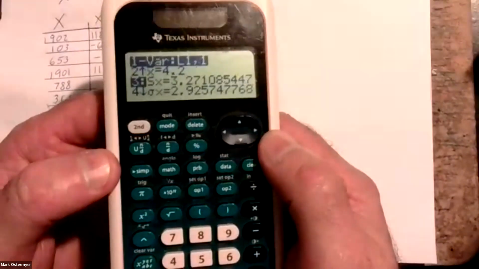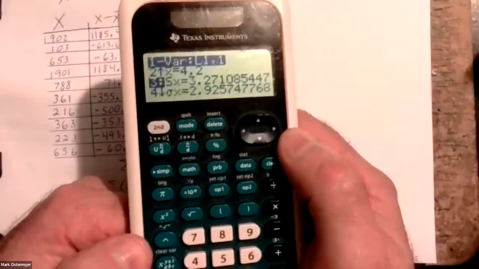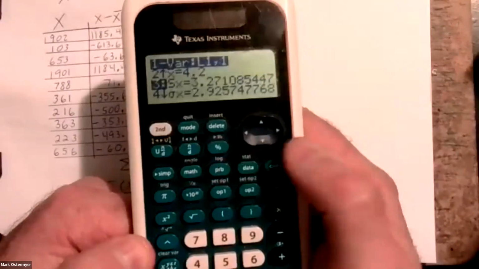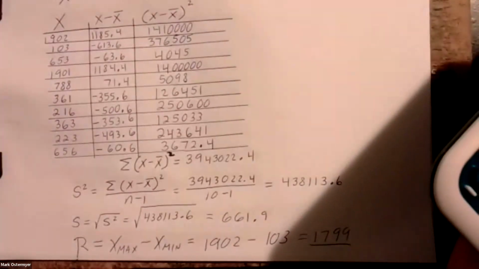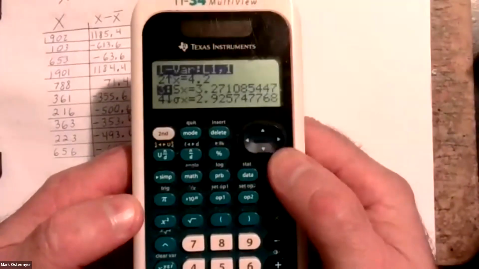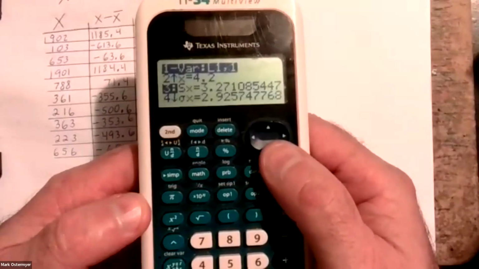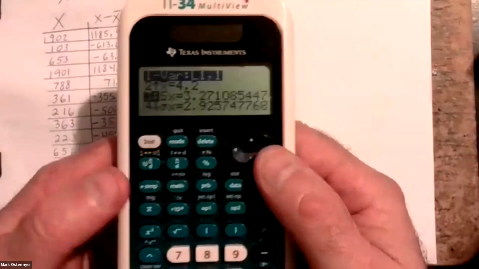Now that would have saved you a ton of time on this problem if you just entered the x data in list 1, and then used the one-var stats function to find the standard deviation of this data set, instead of having to go through all this. So you can see that this calculator can do a lot of work in a very short period of time. All right.